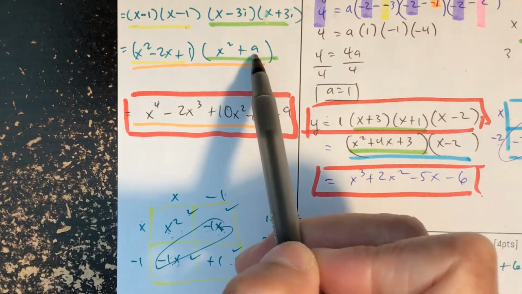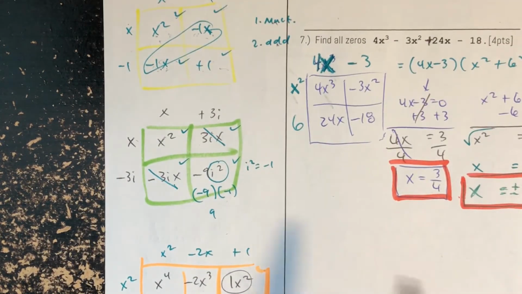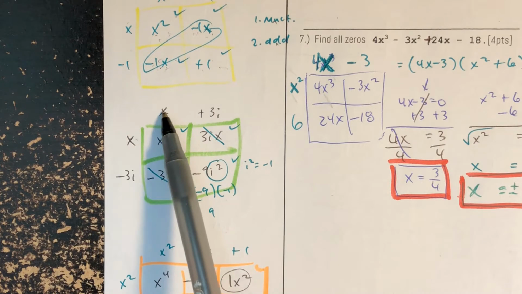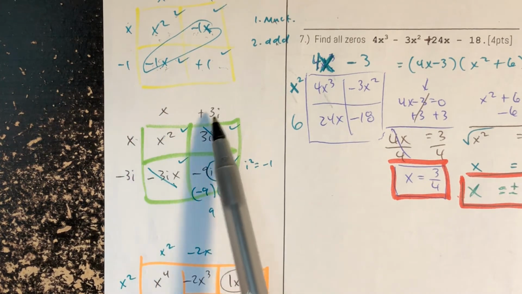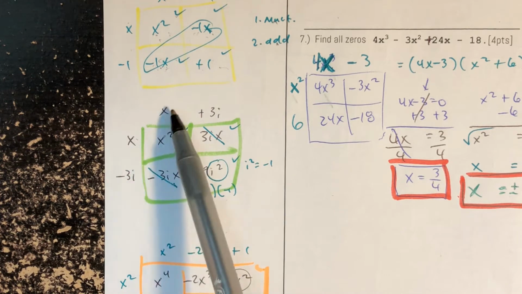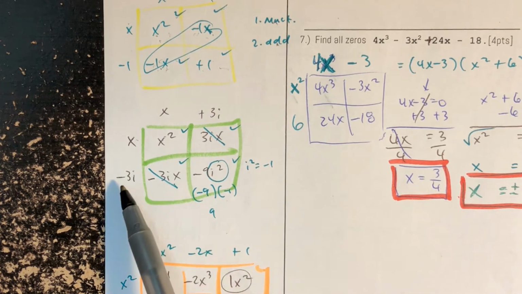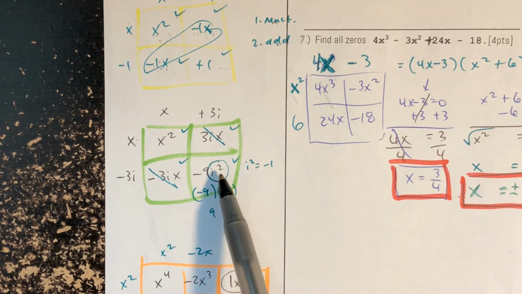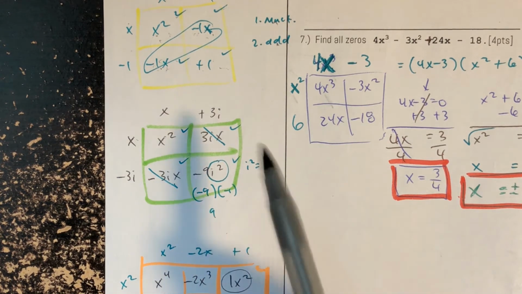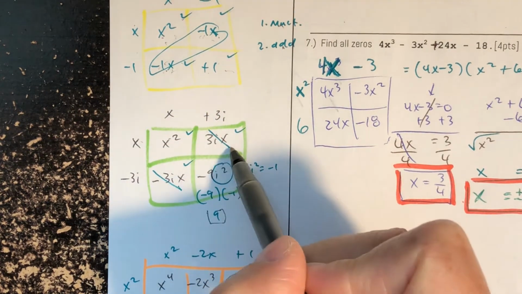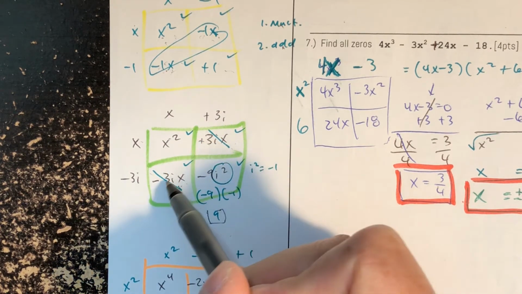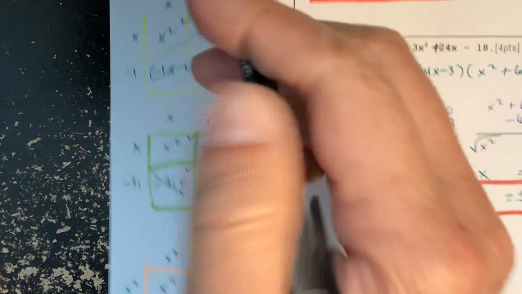To multiply these in green, and how did I get that as my answer? I'm doing the same thing here, running on the sides, or the outside of the box, multiplying. x times x is x squared. x times 3i is 3ix. x times negative 3i is negative 3ix. Negative 3i times positive 3i is negative 9i squared. Remember, i squared is equal to negative 1, so it's essentially negative 9 times negative 1, which is positive 9. So these would cancel because these are opposites, right? 3ix is positive, this one's negative, so they cancel, and you're left with x squared plus 9.